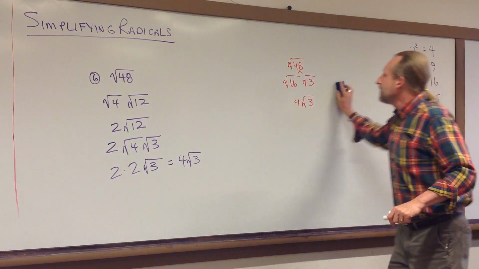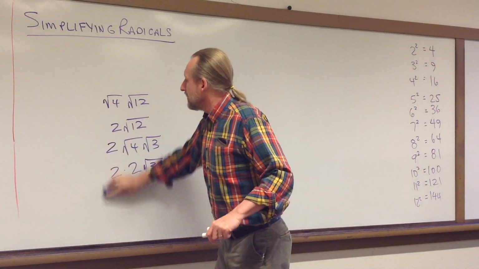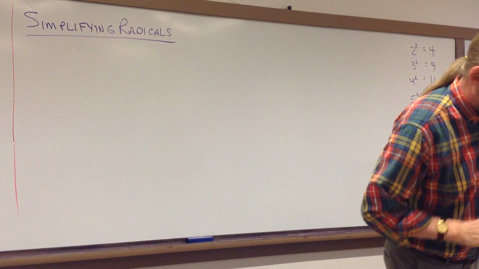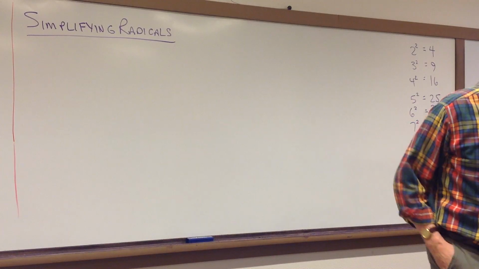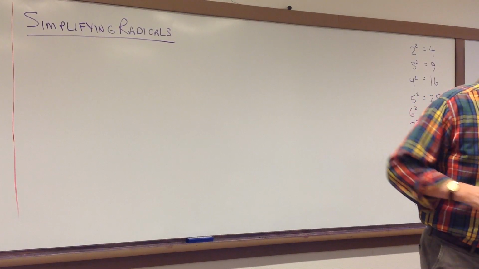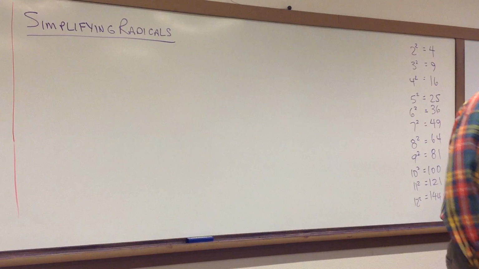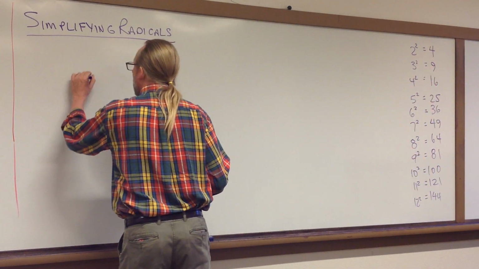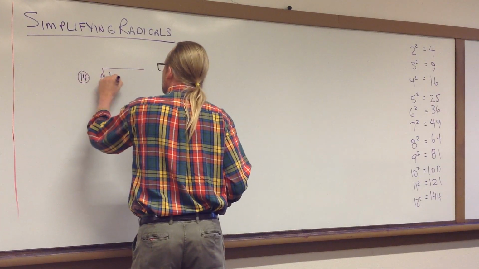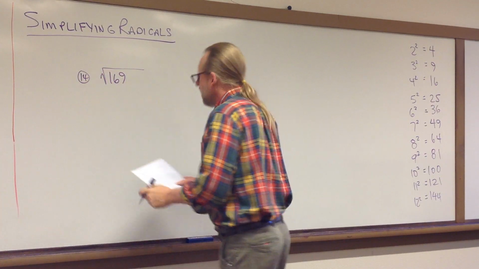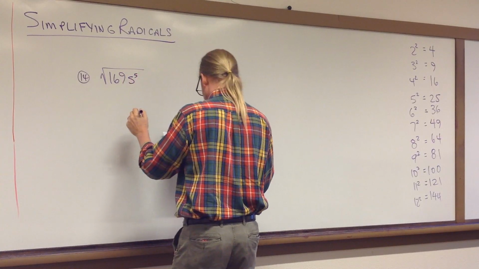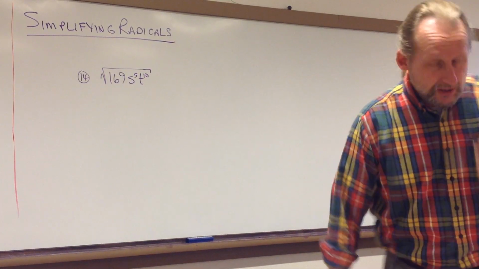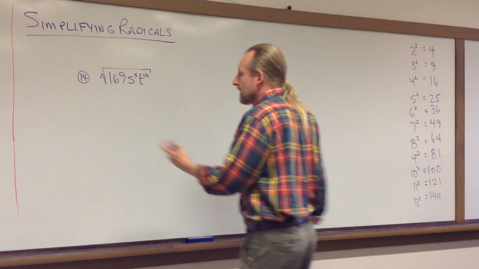Okay, so that's a little bit of review from what we talked about in the first video on this subject. So let's look at the problems on the bottom of the page that involve variables. Let's do number 14. Here we've got square root 169, s to the 5th, t to the 10th.